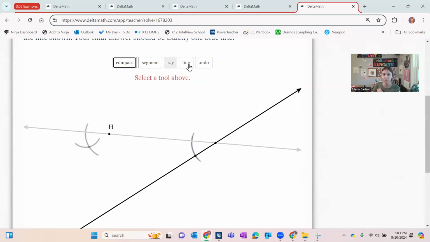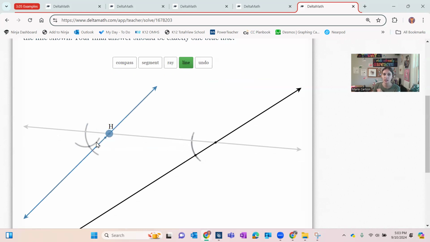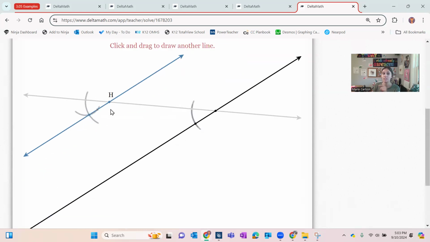and this point H over here that we can construct a line between. So I will switch over to line, I will click on point H, and I will drag it over to that other intersection point. And if we did it right, notice those original angles that we kind of set up, these original arcs, those angles do look the same. These two lines do look parallel.